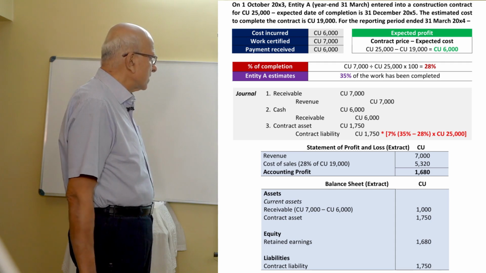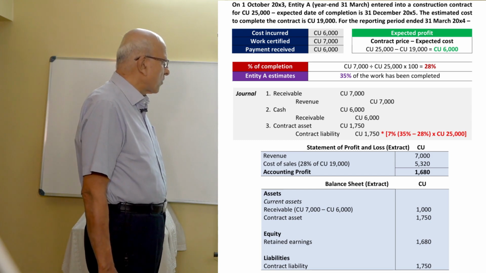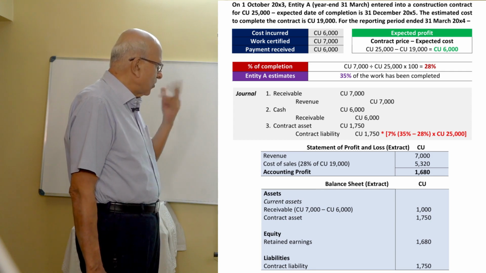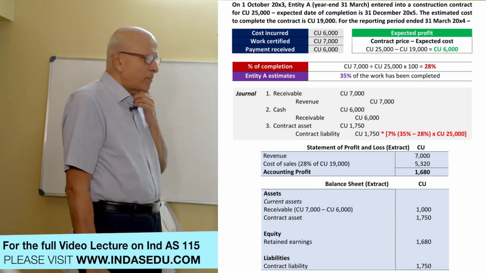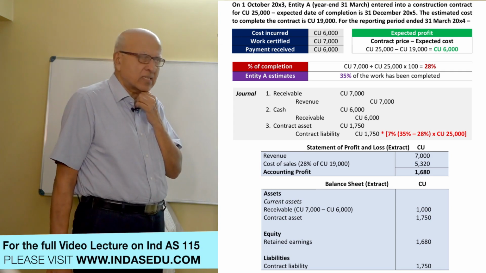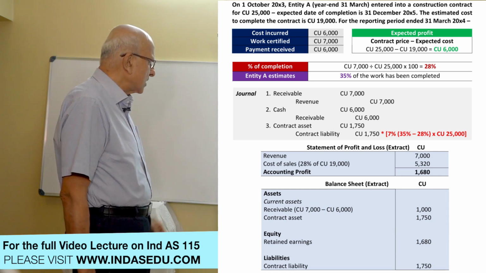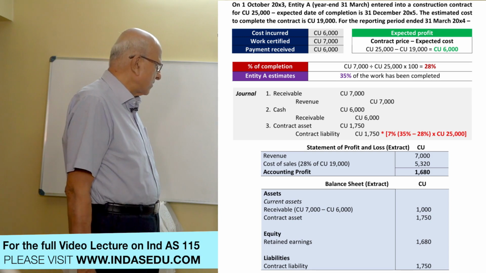So revenue is 7,000, cost of sales 28% of the total expected cost 19,000, so profit is 1,680. Receivable: work certified 7,000, amount received 6,000. Amount received is always less than work certified, remember this: 1,000. And contract asset 1,750 and corresponding contract liability 1,750.